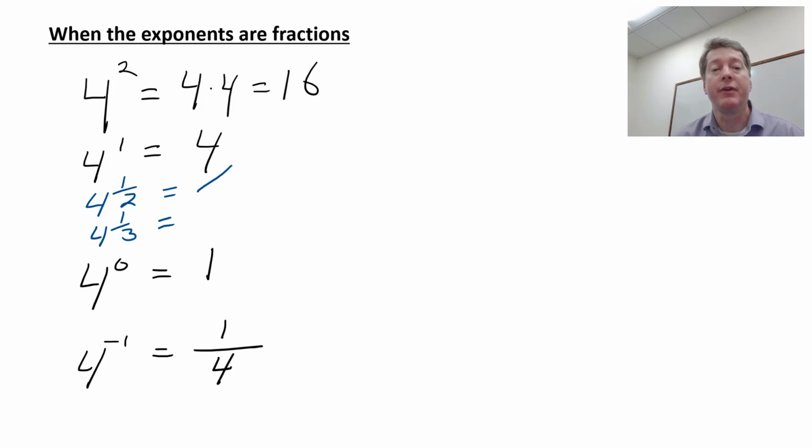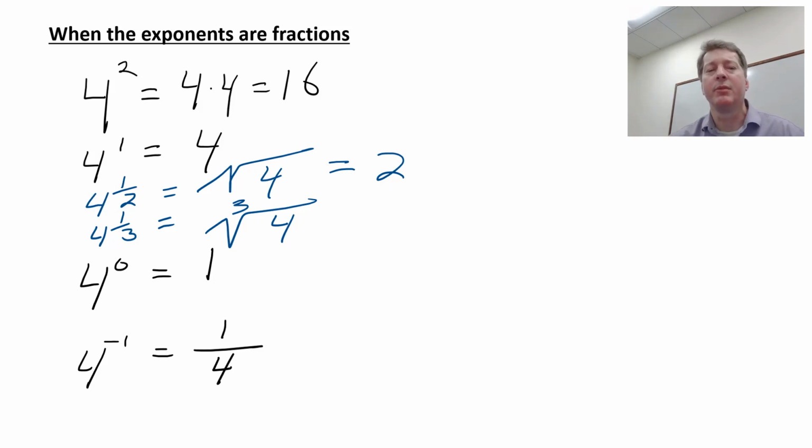So 4 to the 1/2 is the square root of 4. And 4 to the 1/3 is the cubed root of 4. So 4 to the 1/2 is 2. 4 to the 1/3, the cubed root of 4, is not something you need to try to memorize. But that's what fractional exponents are about. We will talk about roots in another video, but fractional exponents are really roots.